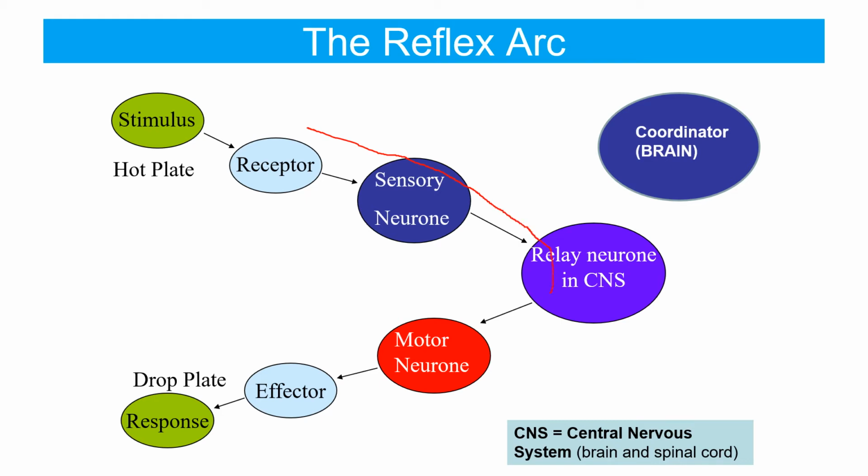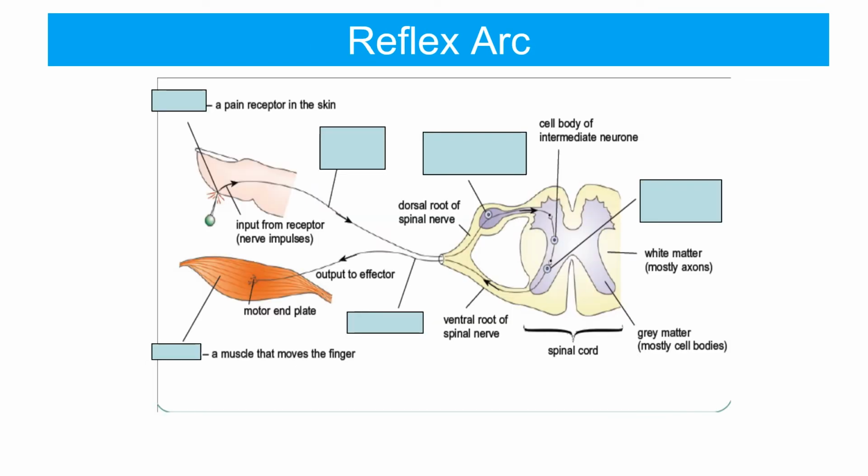Synapse then often connects the relay neuron to the motor neuron. That affects the effector, which in this case is the muscle, and then that drops the plate in this example. And the central nervous system is involved, and that is the brain and the spinal cord. Messages can be sent to the brain, but we don't need the brain in order to respond, but the brain is able to override if needed.